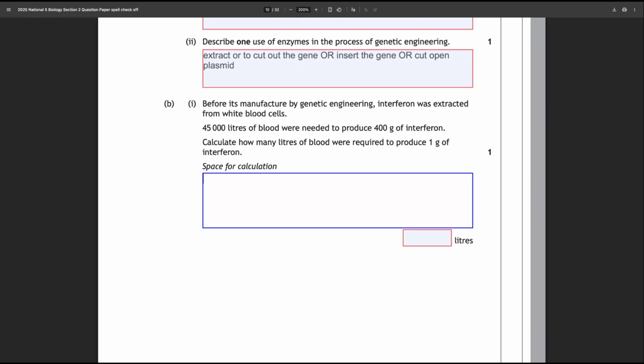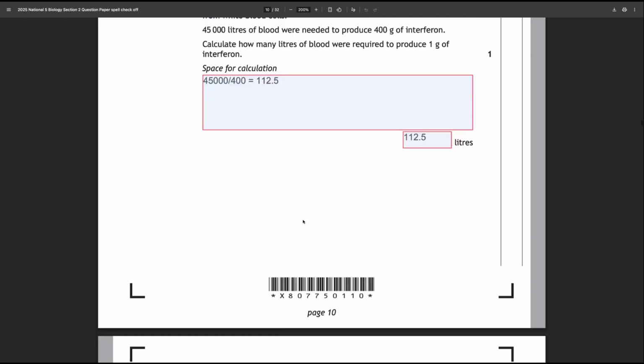45,000 litres of blood is 400 times more than what we need for 1 gram of interferon. Okay, 400 grams of interferon needs 45,000. 1 gram, which is 400 times smaller, is going to need 400 times less than 45,000 litres of blood. So we do a calculation, we do 45,000 divided by 400, and that should give us 112.5, okay? And then we pop our answer in there, 112.5, okay? So 400 grams of interferon for the first one. If we want to know 1 gram, that's 400 times less. So we then divide the 45,000 by 400.